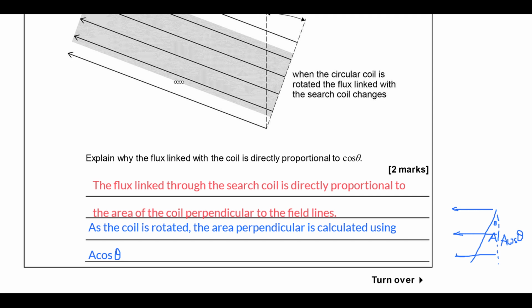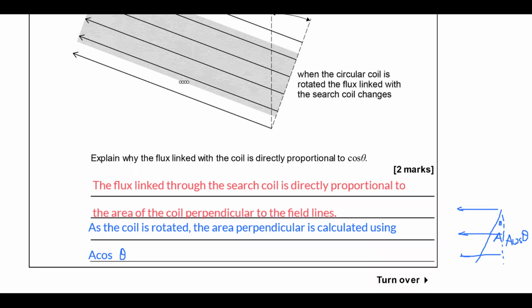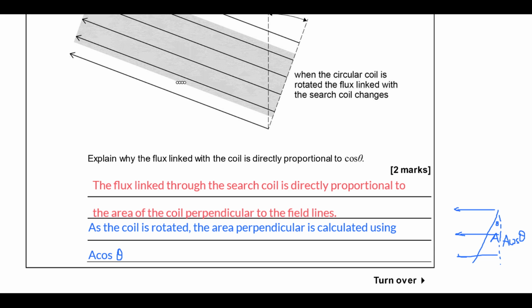All right, and so just to illustrate what I was talking about, if this is the field and this is the angle, this is where the search coil is, the area of the search coil is A, but we want the area perpendicular, so if it's an angle theta here, it's essentially going to be A cosine theta. So that's essentially how that works. Okay, so let's move on to the next one.